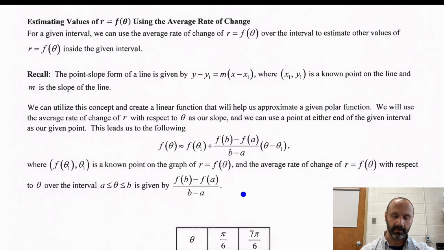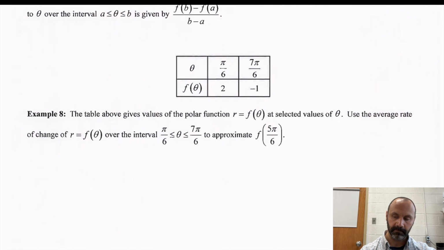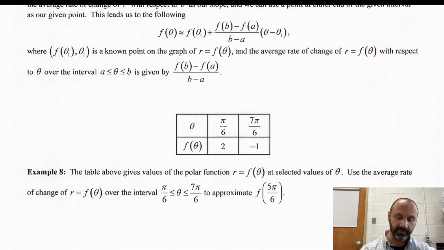And so we can estimate what f of theta is going to be based on this formula that we have here, which is analogous to the point slope form, just in a different set of coordinates. We're going to see that here in example 8. We're going to apply this formula using the table of values that they've given us here. So we've got 2 points. These 2 points are what are going to go in here, but we need a reference point as well. And so our reference point we're going to use is pi over 6. You could use the other one, but this one comes first, smaller value. So we'll just use this one.